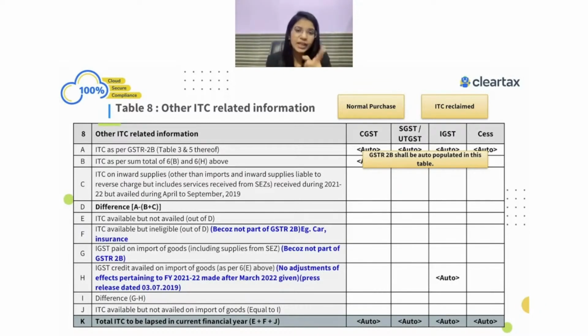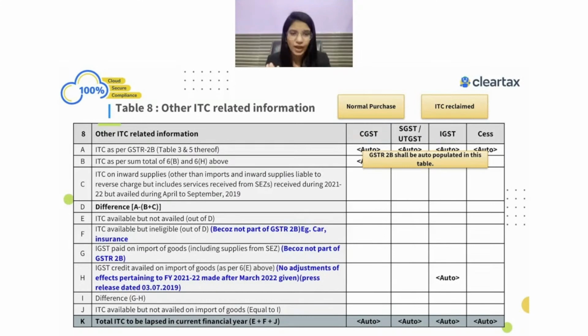Again, one important part in 8A: if there is a transaction which is covered under the reverse charge, then that will not form part of 8A. Because we know in 2B, whenever you are purchasing from a registered person, even the transaction which was covered under the reverse charge will also form part of 2B, right? But here you again have to apply one filter.